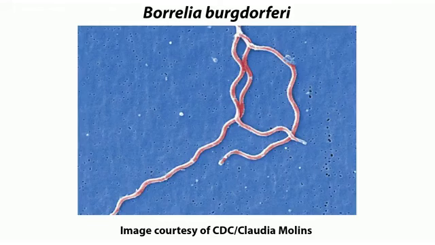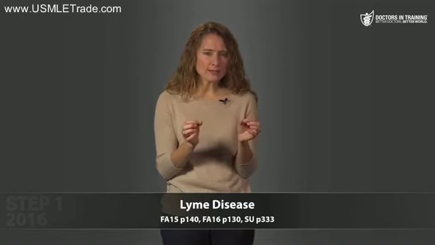All right, moving on to our next spirochete, Borrelia burgdorferi. Now you can see its spiral shape in this image. Do you know what disease this causes? I suspect that most of you do. This is the spirochete that causes Lyme disease. Now Lyme disease is very high yield for your test, so pay attention in this section.